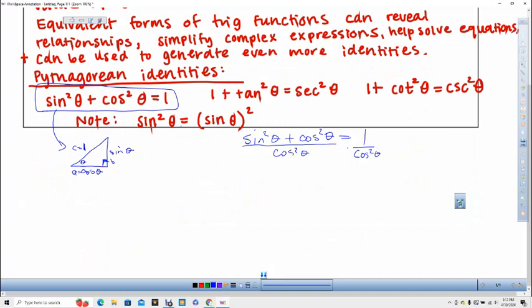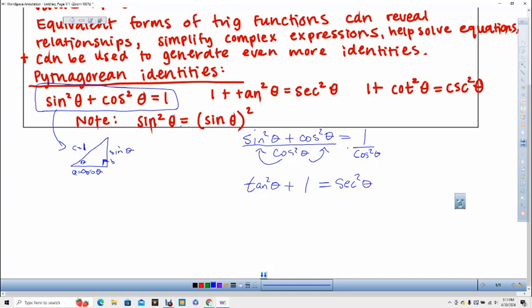Now, cosine squared theta that's on the bottom, remember it has to be divided into all parts on the top, not just the one that it cancels out with. If you come out with sine squared theta plus 1, you've done it wrong. It's sine squared theta divided by cosine squared theta, which gives me tangent squared theta, and cosine squared theta divided by cosine squared theta, which gives me plus 1. And then over here, 1 over cosine squared theta, which gives me secant squared theta.